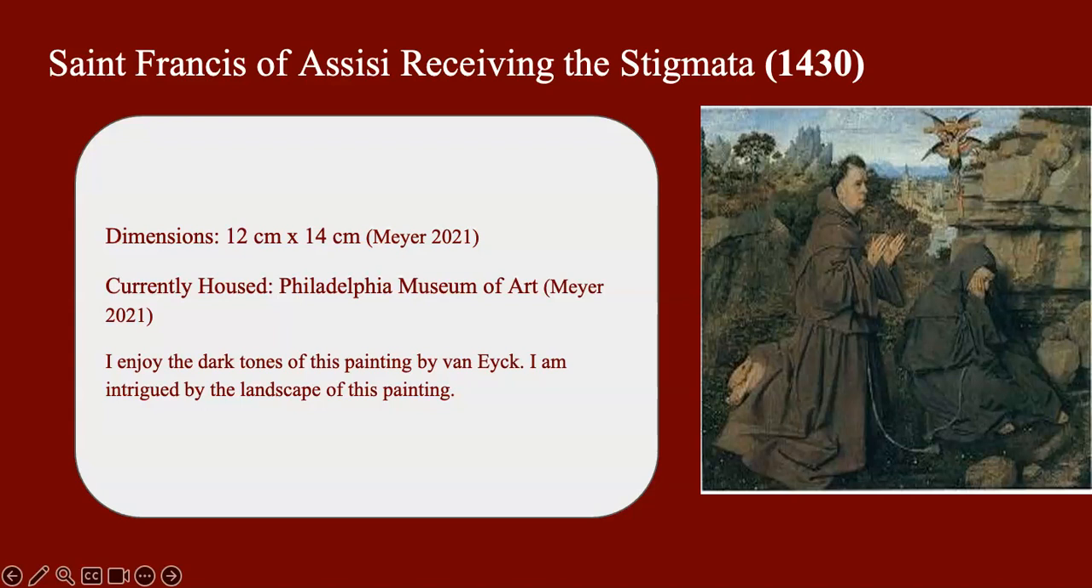All right, so the first one is St. Francis of Assisi receiving the stigmata. This is from 1430. Dimensions of this were 12 centimeters by 14 centimeters. It is currently housed in the Philadelphia Museum of Art.